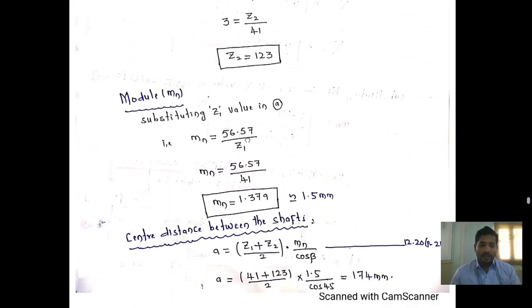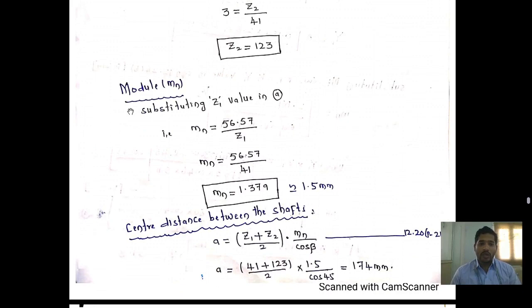We got it. After getting the value of z2, we need to find out the value of the module. So mn is equal to 56.57 by z1. Clear? 56.57 by z1, where z1 is 41. If you divide the whole value, then you will get the answer 1.379. It should be approximately equal to, we can say, module 1.5 mm.